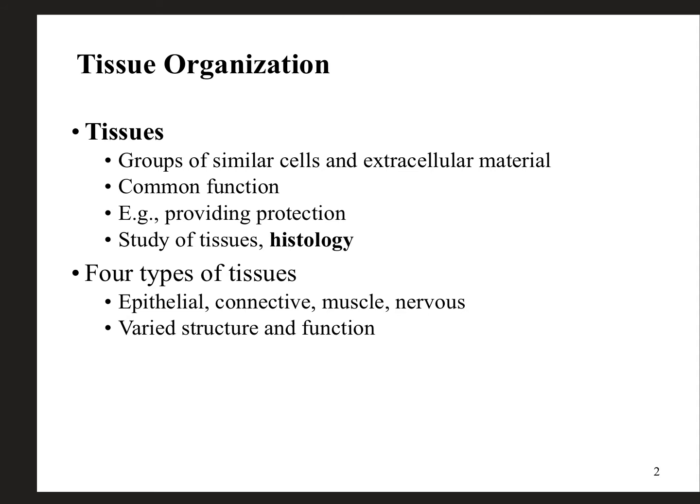Histology. There are 4 types of tissues, and because they are 4 types, they have varied structure and function that distinguish them from one another, okay? There's a reason why connective tissue is different than epithelial tissue, all right? Nerves conduct electrical stimuli. Muscles respond to electrical stimuli and contract. They have different properties.